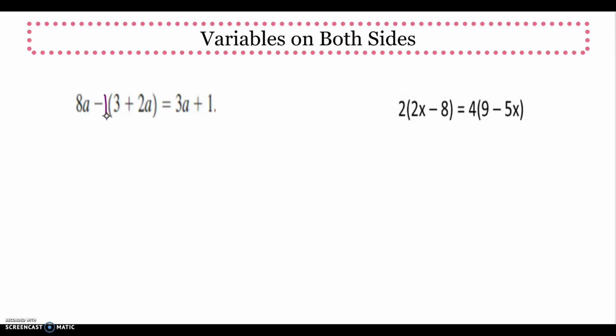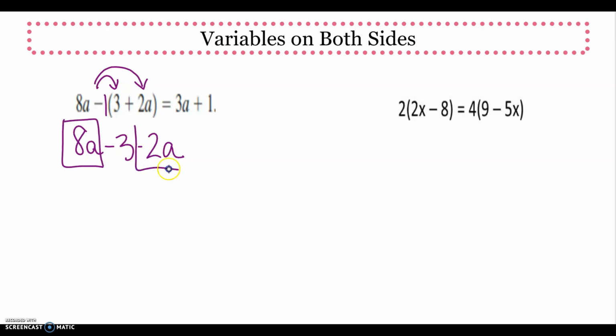If we don't have a factor outside of our parentheses, we can look at that as a -1, an invisible 1 that's outside of it. Now we can distribute and get rid of the parentheses. 8a, -1 times 3 is -3, and -1 times a positive 2a is -2a. We can combine these terms, 8a and -2a, to get 6a minus 3, and that's the simplest we can go on this left side of our equation. And then on the right side we have 3a plus 1.